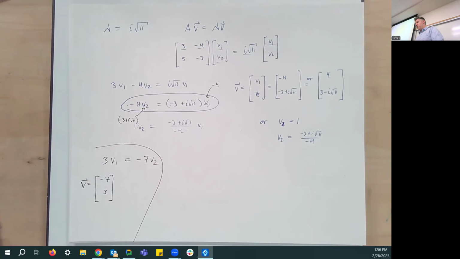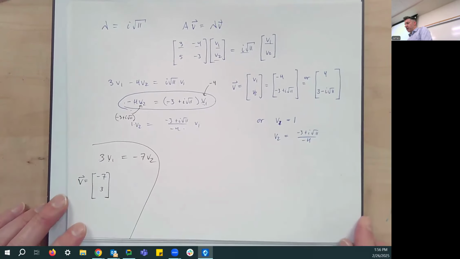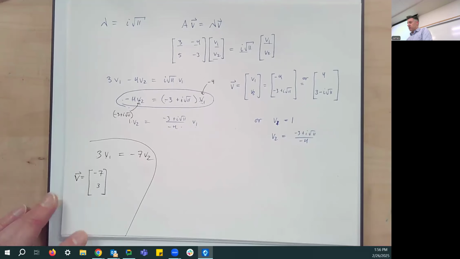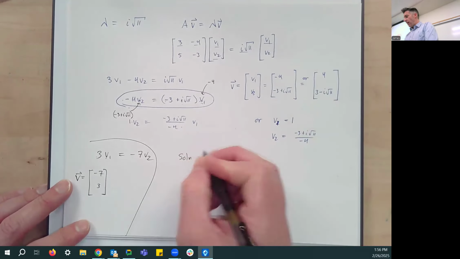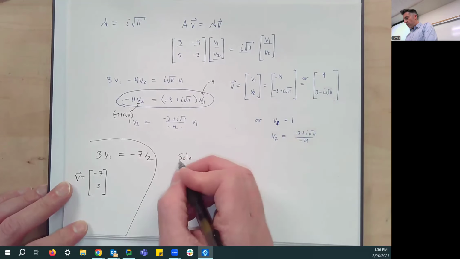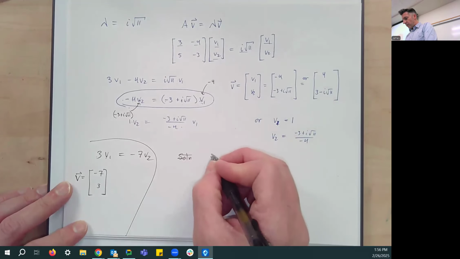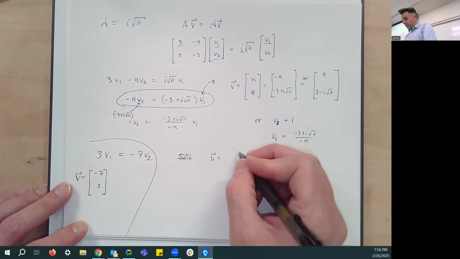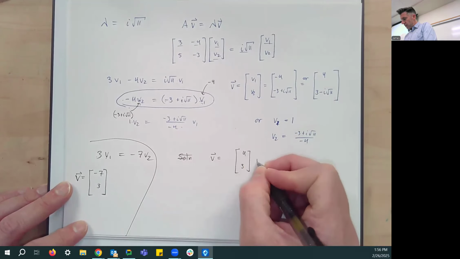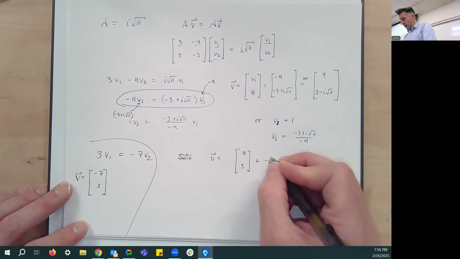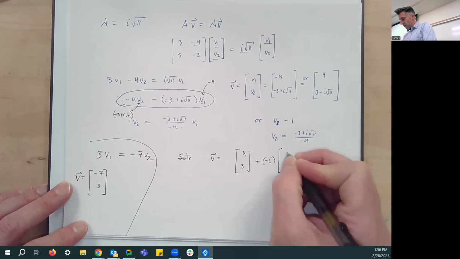All right, and then I think I've come around to doing it his way. So then we would say our solution here, oh, I skipped a step, sorry, one step. We would then break up our eigenvector as the real part, (4, 3), plus the imaginary part, which is negative i times (0, root 11).